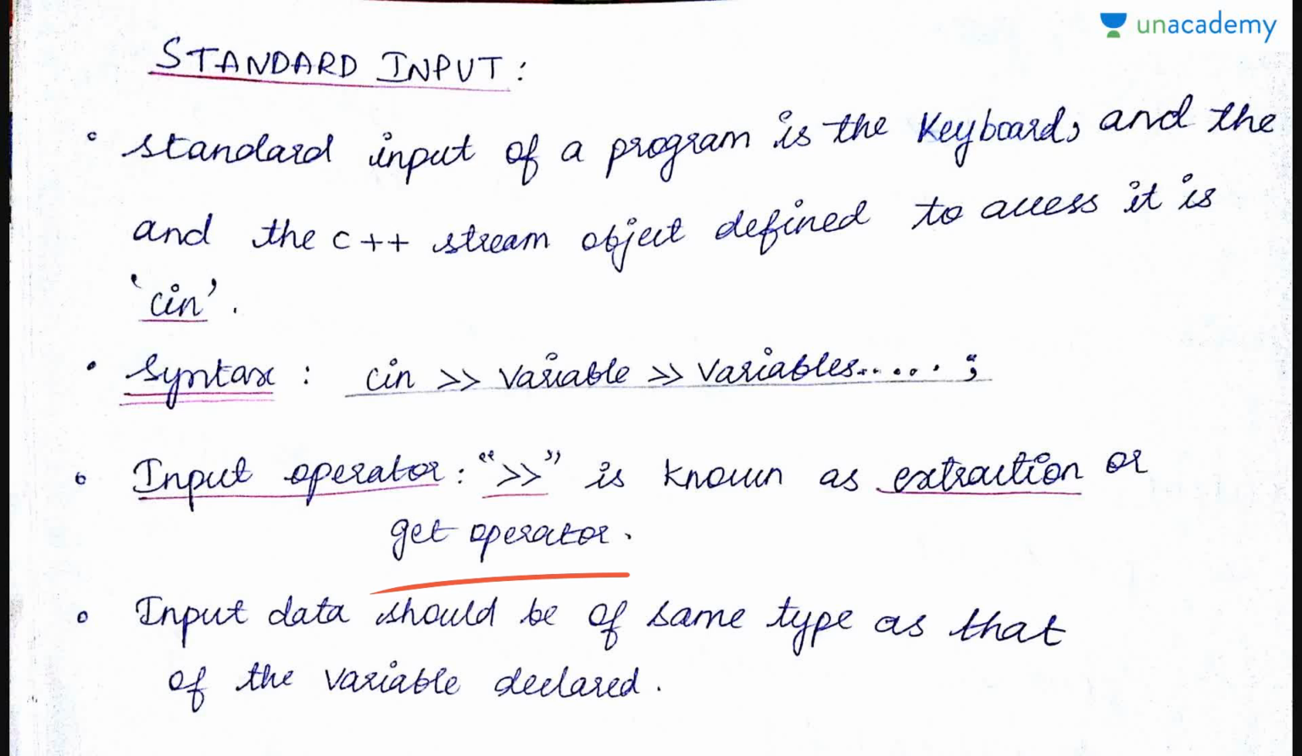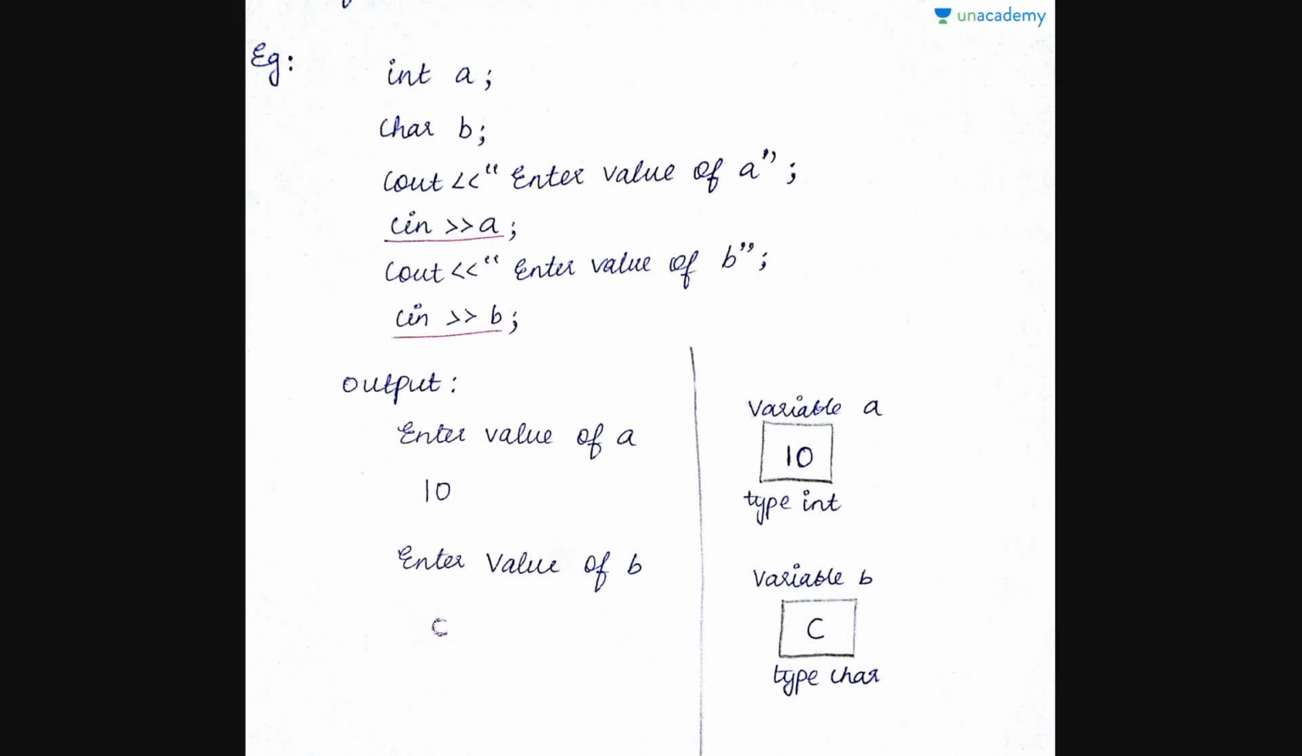Input data should be of the same type as that of the variable declared. If you declare a variable of type integer, then you should obviously input data of type integer only. Let us see an example. Here we have declared int a and char b. Hence, a is a variable of type integer, and b is a variable of type character.